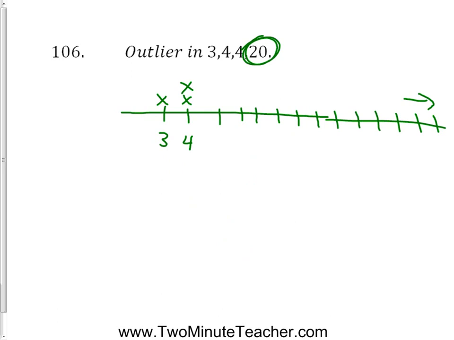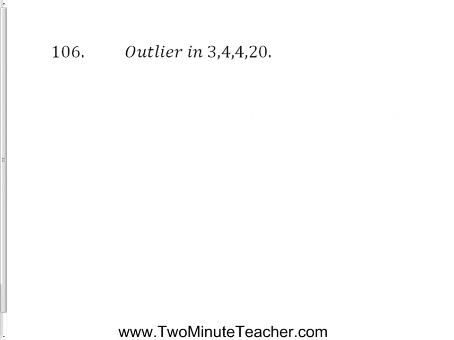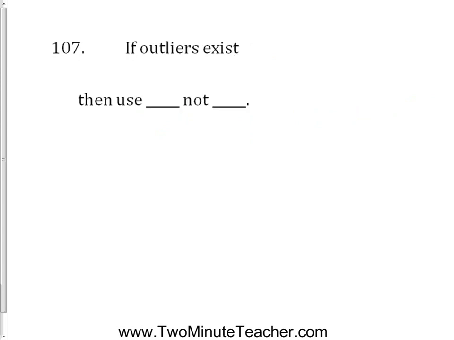Now, if you get into statistics, they can tell you complicated ways of deciding that something's an outlier or not. Because obviously, if it gets close, what if it's only over here at 6? Is that an outlier or not? There are ways that you can tell specifically exactly how far it has to be from the others. But in this case, all I want you to know is it's one that's significantly smaller or significantly bigger than the other numbers in your group. Next, if outliers exist, then use blank, not blank. Outliers should be your key to be thinking about using the median.